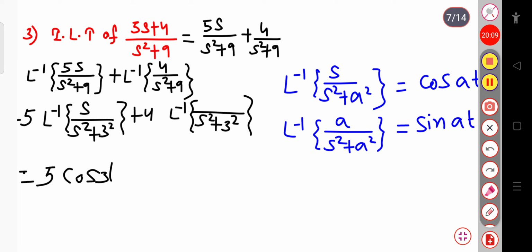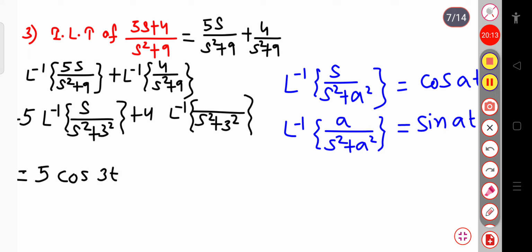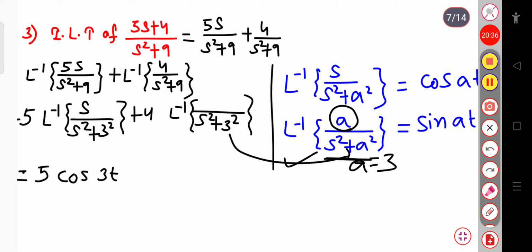Now if I check the second term, this is plus 4 into the Laplace inverse of this much. Comparing with this equation, this will be the Laplace inverse of a divided by s square plus a square, where a equal to 3. But here we have to write 3 in the numerator. So if I multiply by 3 here, I have to divide by 3 here. So this will be equal to plus 4 by 3 times the Laplace inverse of this much, which will be sin 3t.